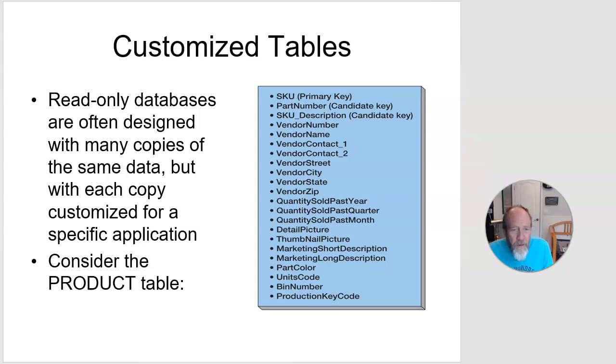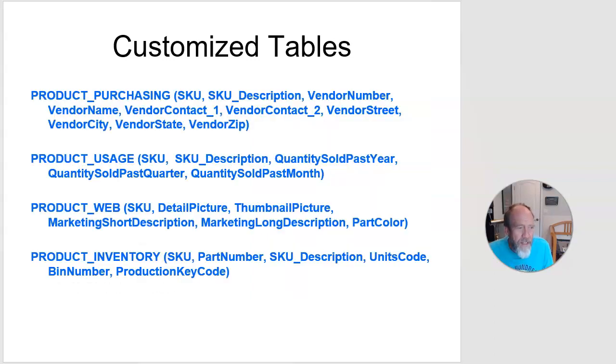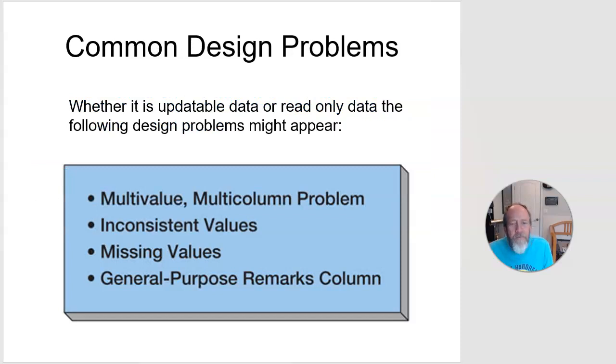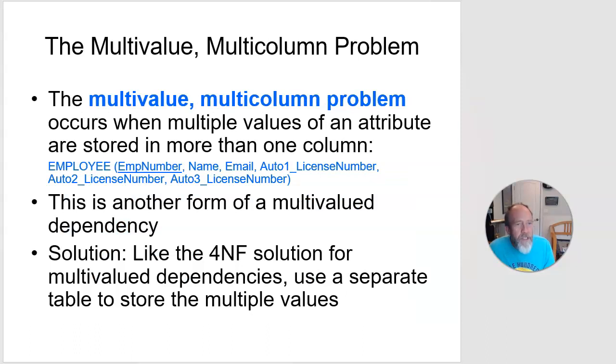One of the ones that you deal with all the time, I'm going to go back down again, is the general purpose remark column, which often you use to put remarks to yourself about what you missed in the other ones. So the multi-value, multi-column problem, there it is. The employee has auto license number 1, auto license number 2, auto license number 3, multi-value dependency.